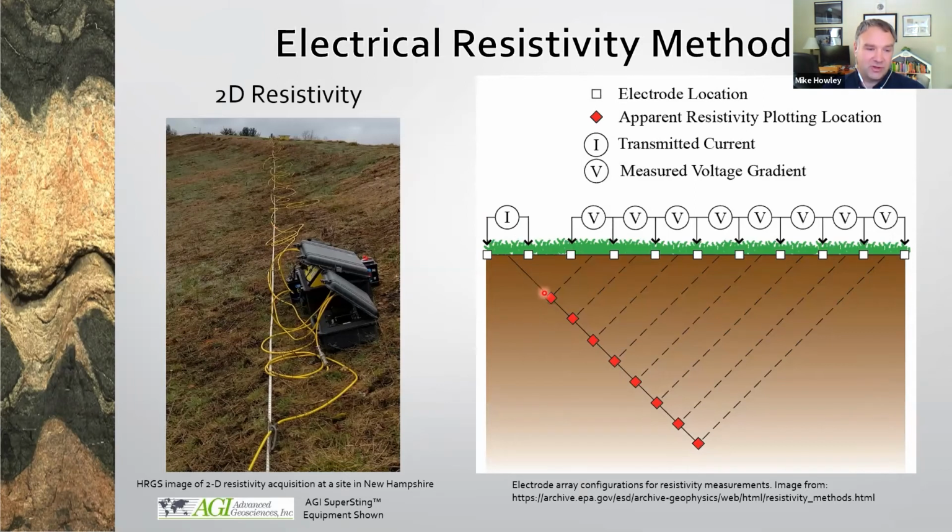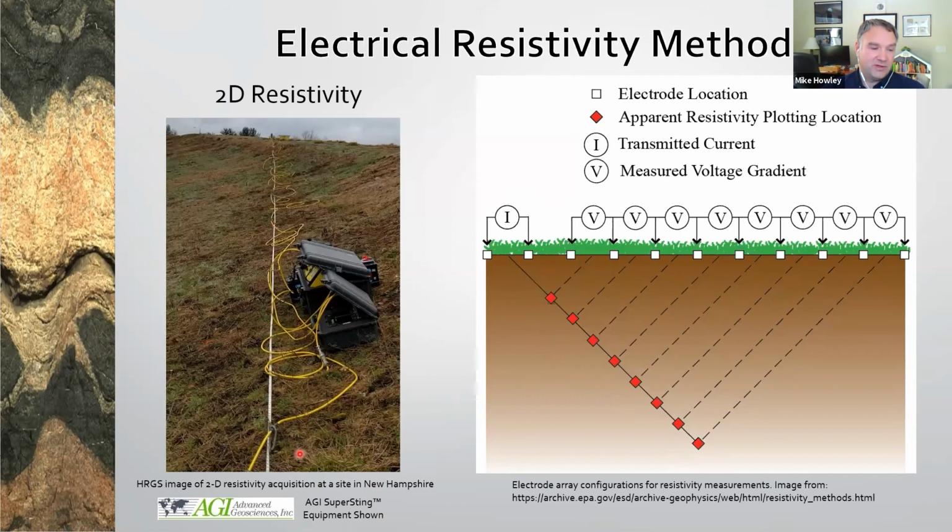As shown in the image on the right, current is being injected at this location. Potential is measured at these locations on the surface that correspond to deeper depths in the subsurface. This is a dipole-dipole survey schematic.